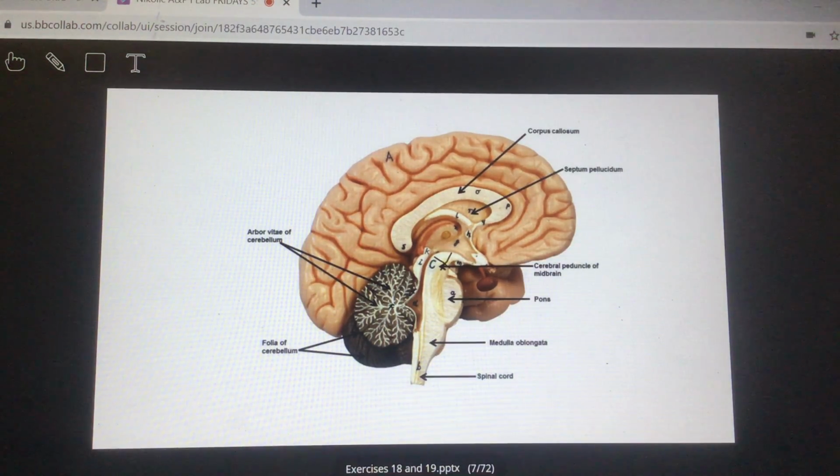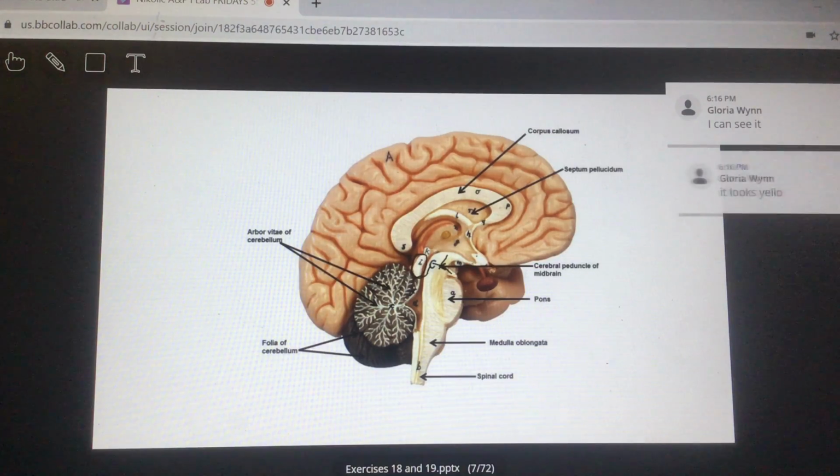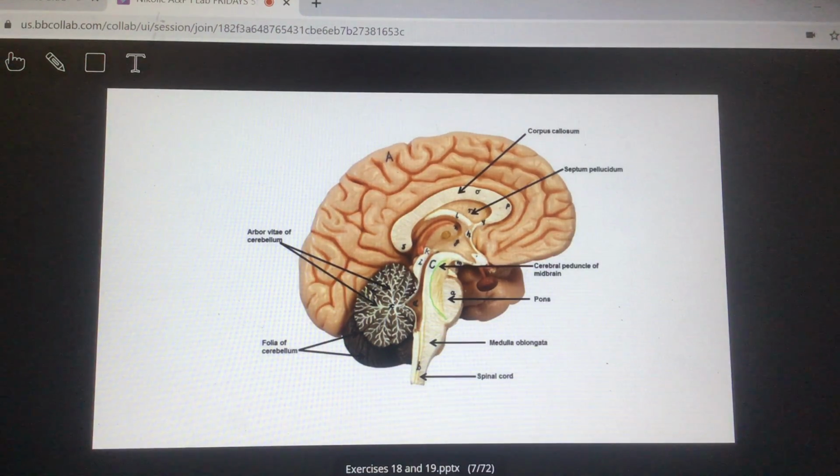Posterior to the midbrain is something called this part right here. That's the corpora quadrigemina. You can see it. It kind of looks yellow. That whole thing is not the cerebral peduncle, just this part up here. It's located specifically in the midbrain, so it doesn't extend into the pons. It's just part of the midbrain.